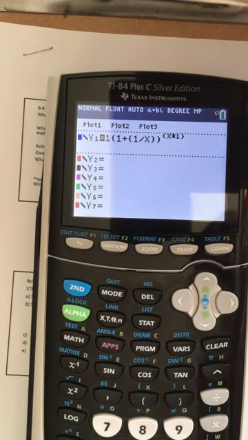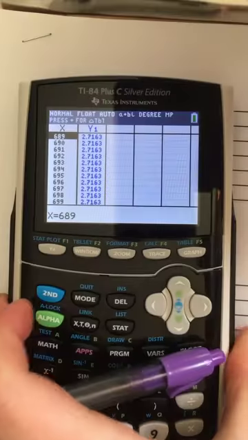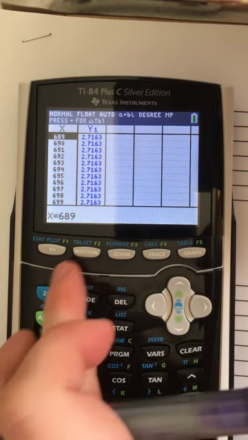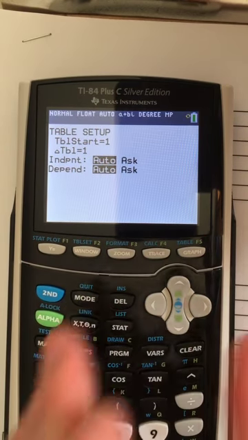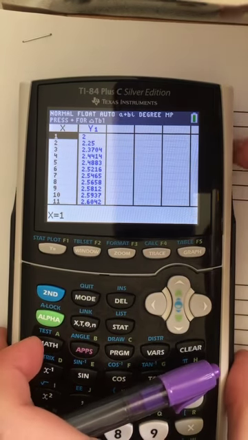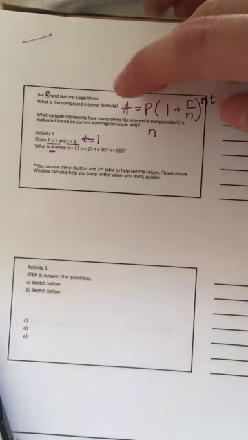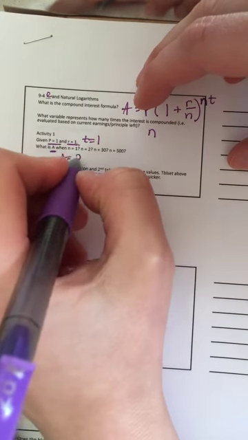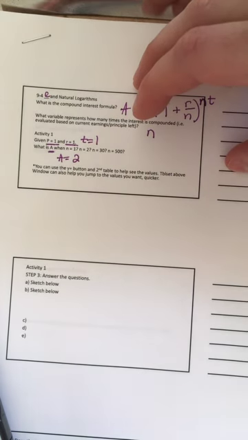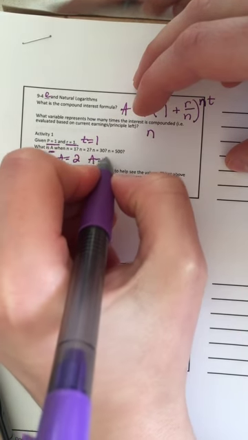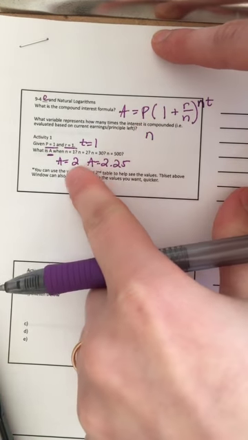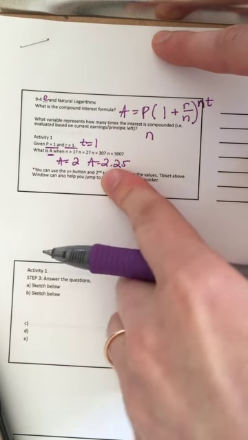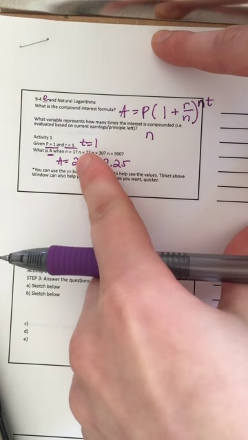I'm going to go to second table, and now I'm going to look up all of these numbers. My table is really far off from last time, so I'm going to go to second table set. I wanted to start at 1. Now I'll hit second table. When n is 1, then my A is going to be 2. So this will say A is 2. When n is 2, it's going to be 2.25. So if I invest $1, I'll get out $2 after 1 year, and $2.25 after 2 years.